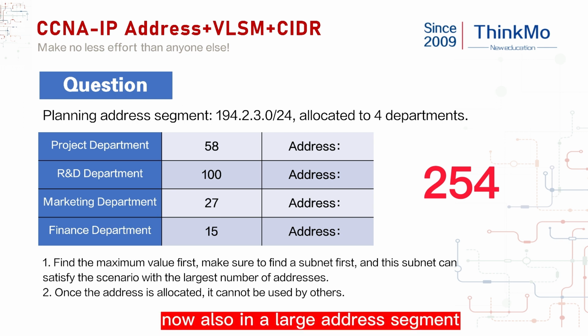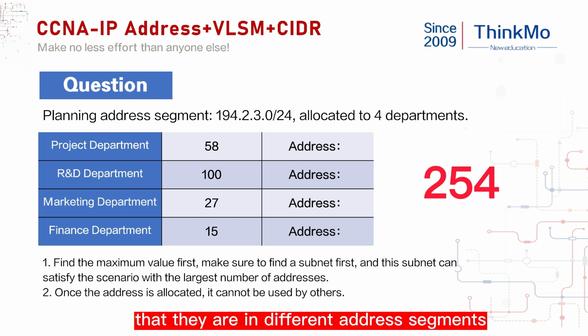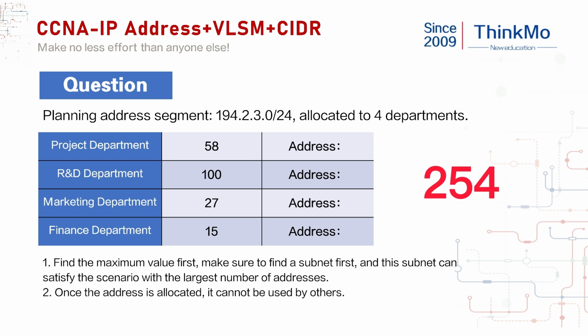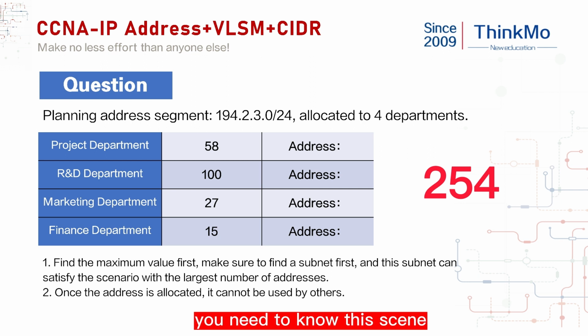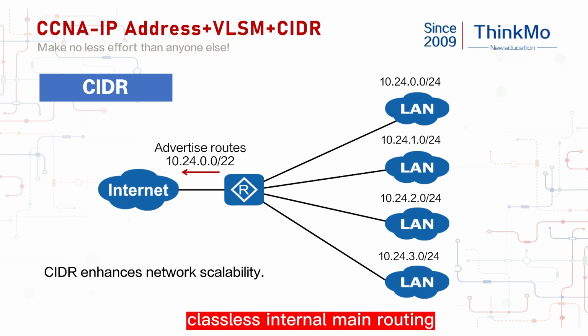Now it is also one large address segment, but due to subnetting, we can accommodate all people and also put them in different address segments. That's the point of subnetting. We subnet not just for calculations. You need to know this scene. Okay. Finally, let's briefly talk about classless interdomain routing.